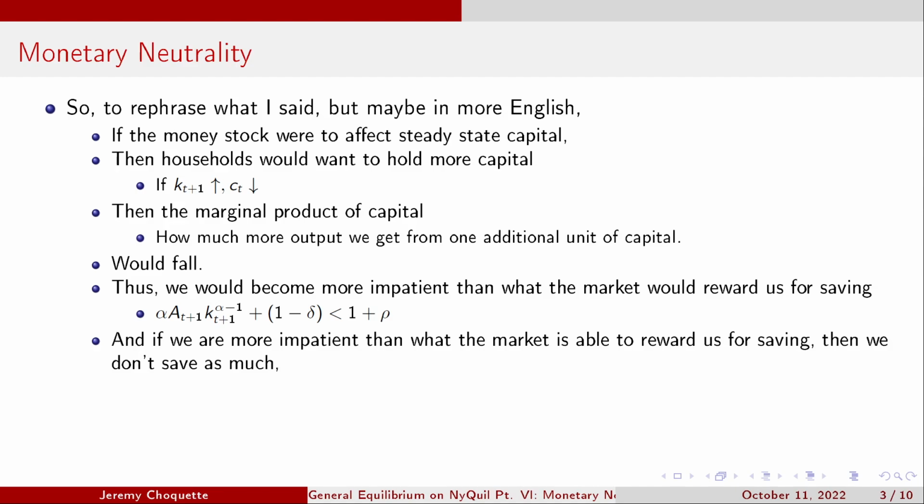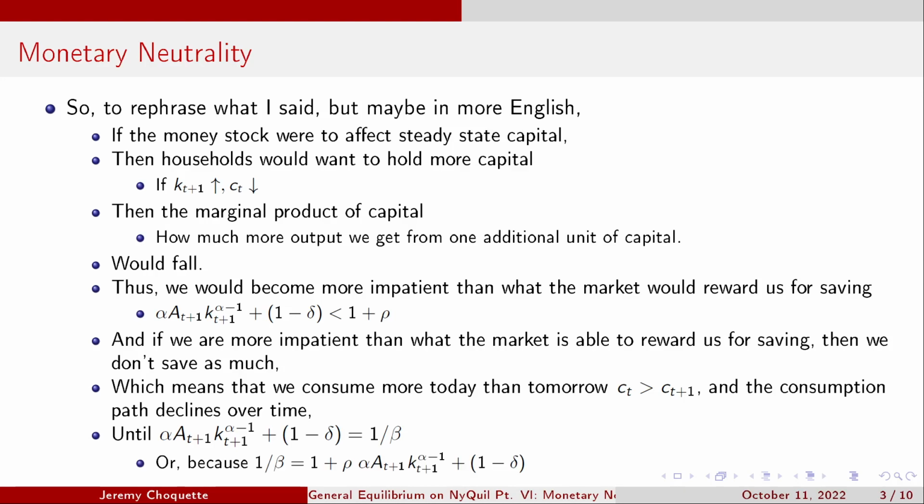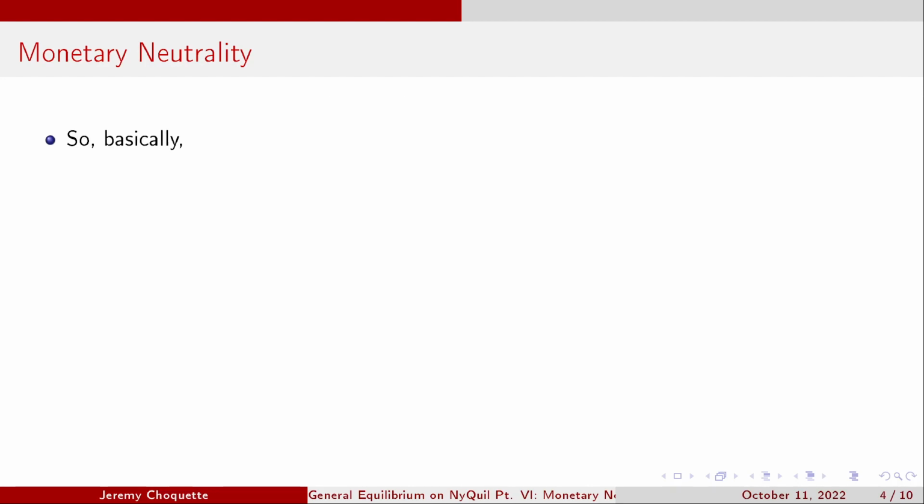And if we are more impatient than what the market is able to reward us for saving, we aren't going to be saving as much, which means that we consume more today than we do tomorrow, and the consumption path declines over time. It will decline until the marginal product of capital less depreciation becomes equal to 1 plus rho, or 1 over beta. Because remember, 1 over beta is equal to 1 plus rho. I made a little boo-boo here. There's supposed to be an equal sign right where I've got this cursor. 1 plus rho is supposed to be equal to the marginal product of capital less depreciation. So my bad on that part.